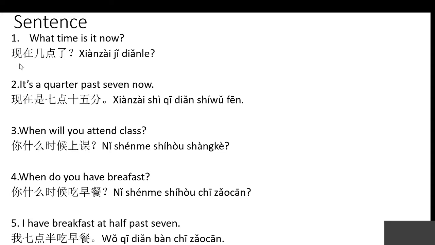Sentences. Before learning sentences, you must know the vocabularies and how to pronounce them, so that when you are learning this sentence, it will become easier for you. 现在 is now. 几 is time. 点 is o'clock. 了 is the modal word. 现在几点了 is what time is it now. 现在 is now. 是 is. 七 is 7. 点 is o'clock. 15分 is 15 minutes. So it's 7:15 now.